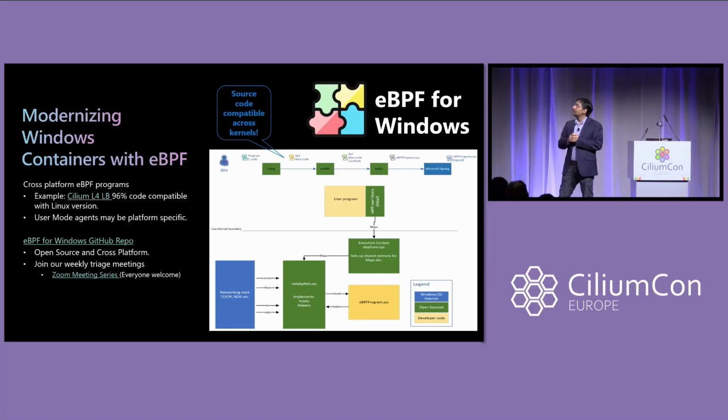As an example, Cilium L4LB can be compiled and ported over to Windows as it is. So any program, eBPF programs that you write can now be made cross-platform and work on Windows and Linux alike. All this work is happening in open source, and we have weekly Zoom meetings and the eBPF Windows GitHub repo that we encourage all of you to join.